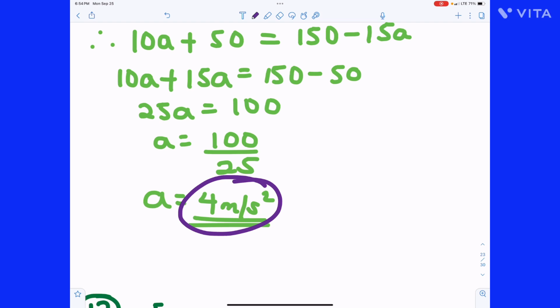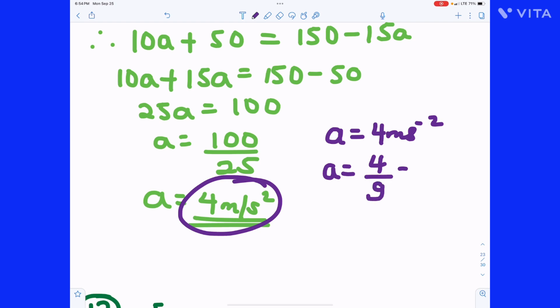A is supposed to be 4 meters per second square after using my g. But if I don't want it, I can say a is 4 over g. You understand? Because I've already used g. But if I divide by g, it will be 4 over 10 meter per second square. That will give me a is 4 meter per second square.